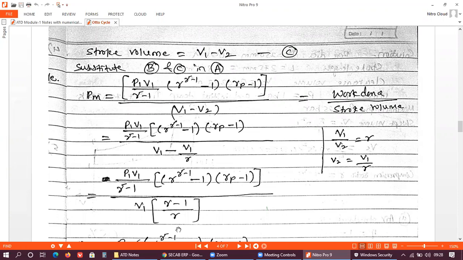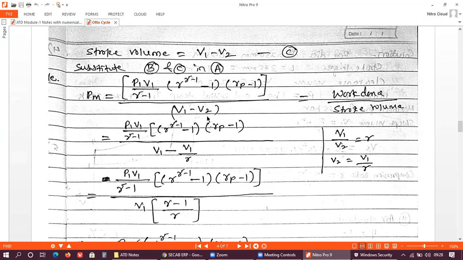Okay, so substitute equation B and equation C in A. Mean effective pressure is given by work done in the numerator and stroke volume, v1 minus v2, in the denominator. So work done divided by stroke volume, as you can see here. Just substitute the values.